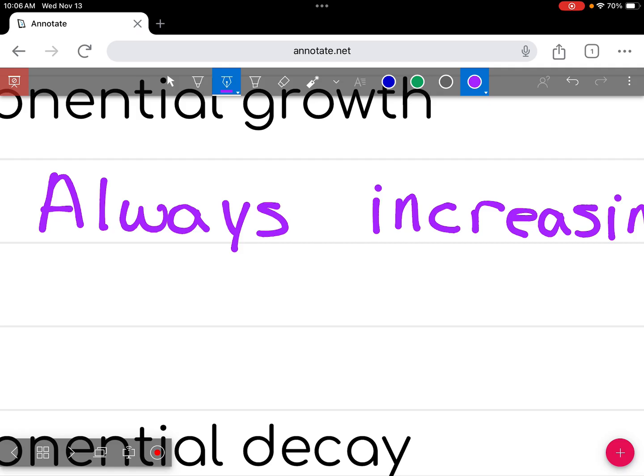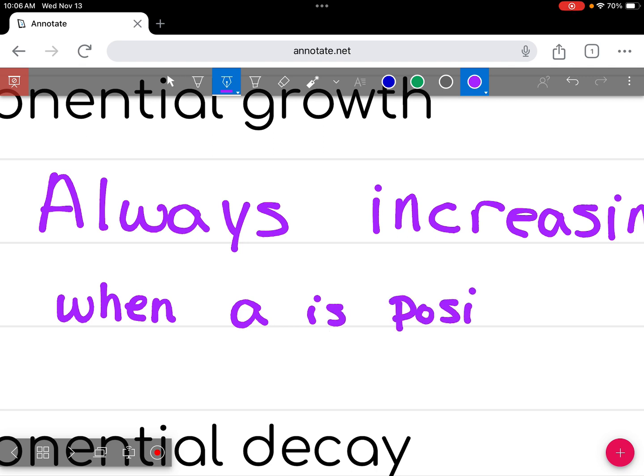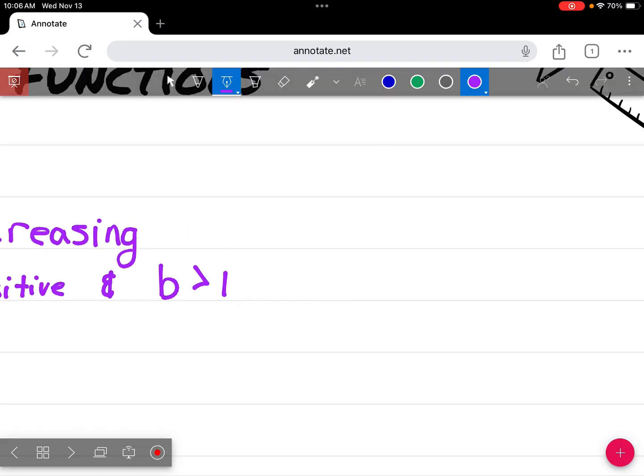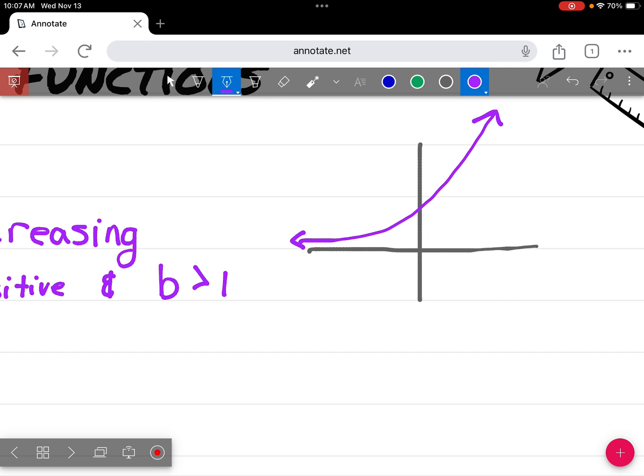Exponential growth happens, I'm going to start with when A is positive, and our base, our B, has to be greater than 1. So my A has to be positive and my base is greater than 1 for it to be exponential growth. If I have my A being positive and my B being greater than 1, it's going to look kind of like this. We've seen these before. We've worked with them.